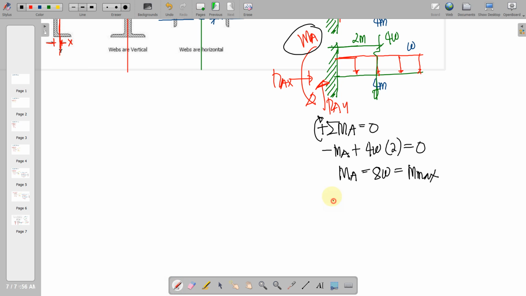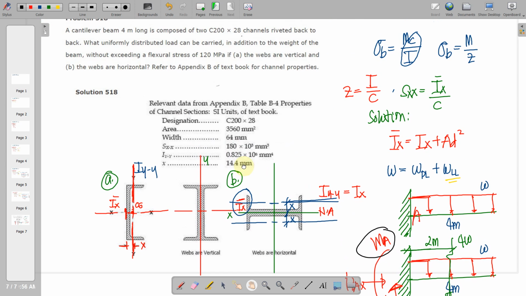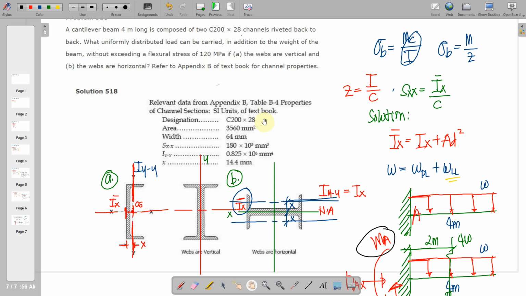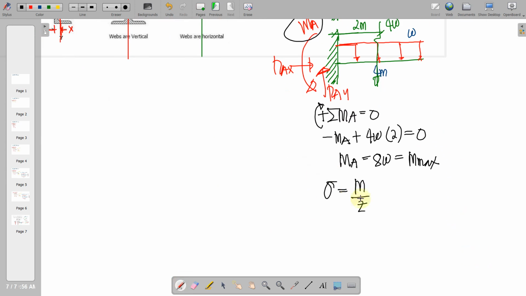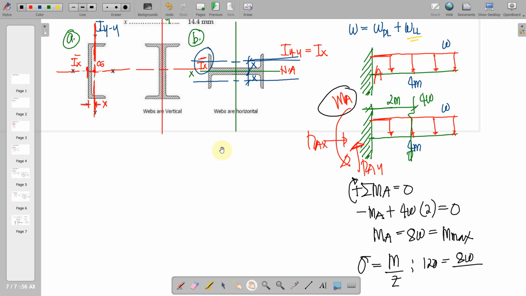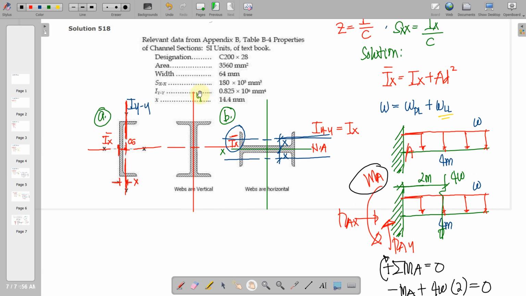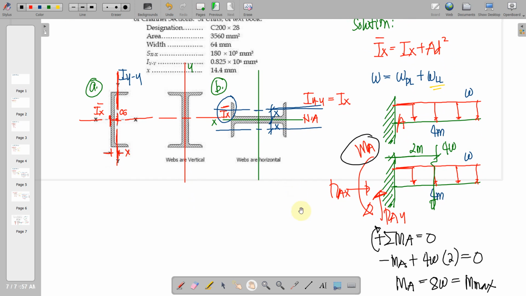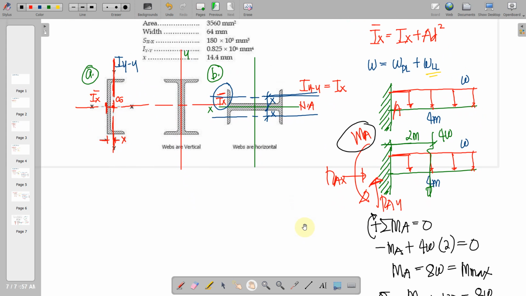We'll now employ this formula, M all over Z. Okay. So we are basing here our loading on the maximum flexural stress of 120 megapascal. So all we need is to substitute. Okay. 120. Our moment is 8W. And our section modulus along X is this one, 180 times 10 cubed.